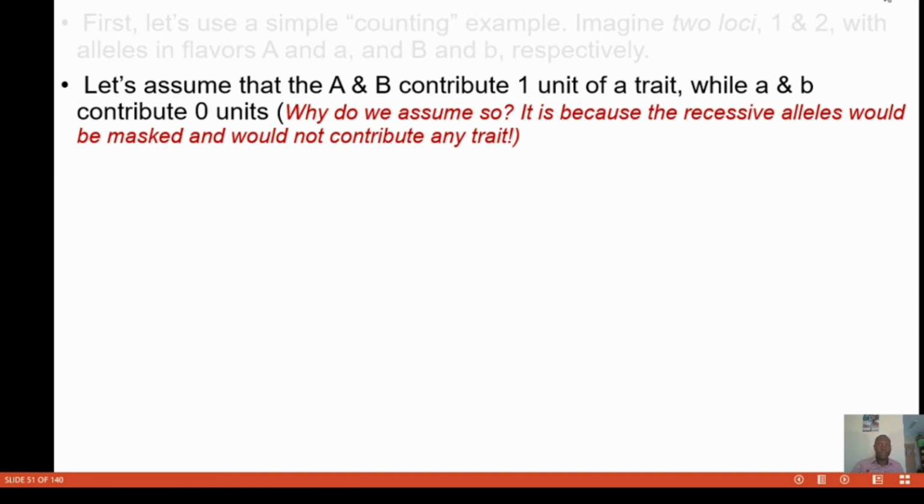So let's assume that A and B contribute 1 unit of a trait. Then we have a and b contributing 0 units. Why do we assume so? It's because here the recessive alleles would be masked and so would not be contributing any trait. Remember, we said alleles determine traits. They are trait-determining alleles.